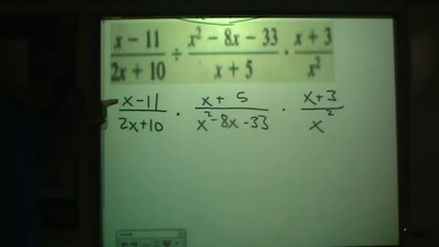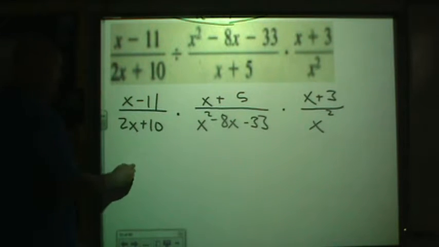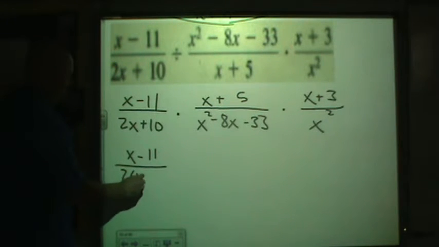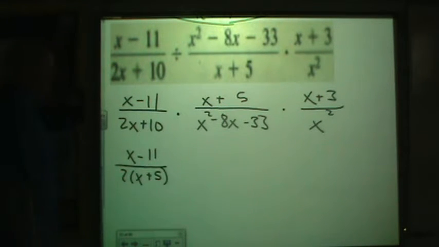Can this be factored? x minus 11, can it be factored? No. Can I factor anything out of 2x plus 10? I can factor out a 2. I don't know if I'm going to need to do that, but I can factor it. So factor first. Divide the 2x and the 10, both by 2, remove it.